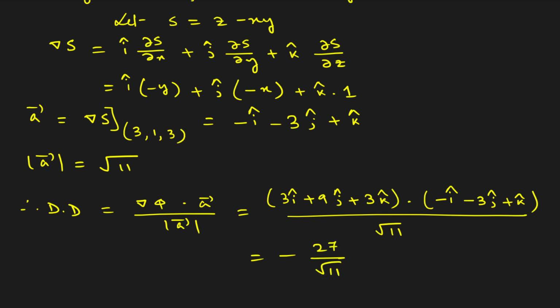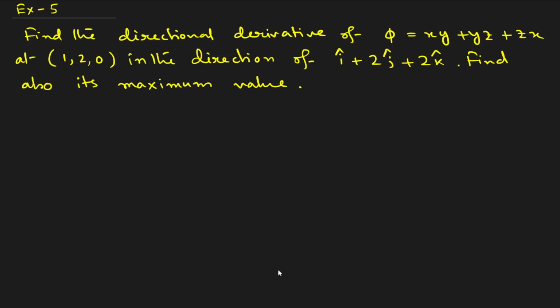So let us do one more problem. Find the directional derivative of phi. The point is given, in the direction of this. So it's a very simple problem. I hope that in this problem you will do it yourself. First, what to do? We have to find nabla phi. I'm writing the values so that you can match your answer with this one.